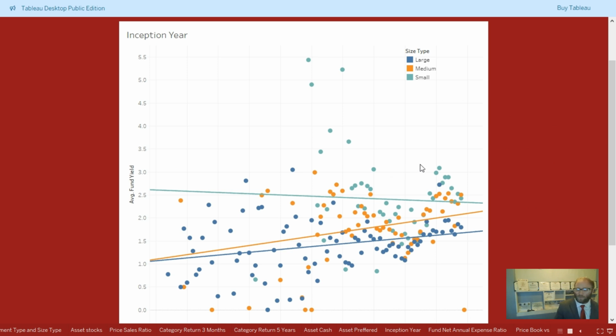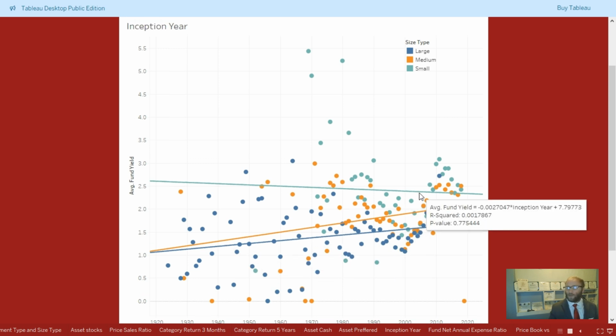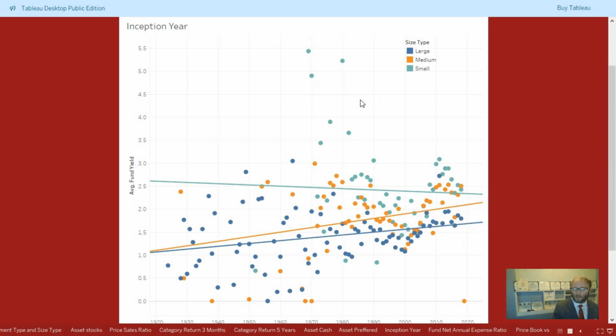One more interesting piece of data in the visual, without the outliers, is that the average fund yield doesn't change too much with the inception year, with the exception of an increase a little bit in the medium funds, but for the most part, it really doesn't have an effect. And it's also interesting to see that some of the older small funds are some of the top performing, with the exception of those two large companies that we took out of a lot of the data.